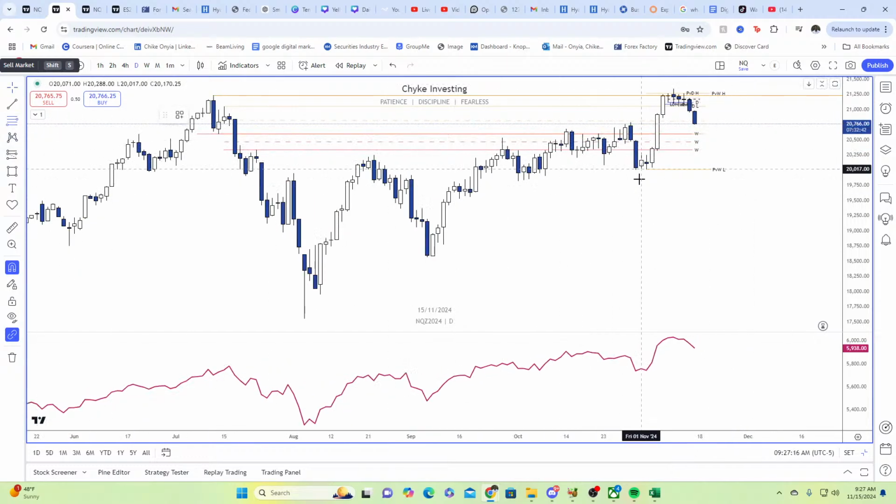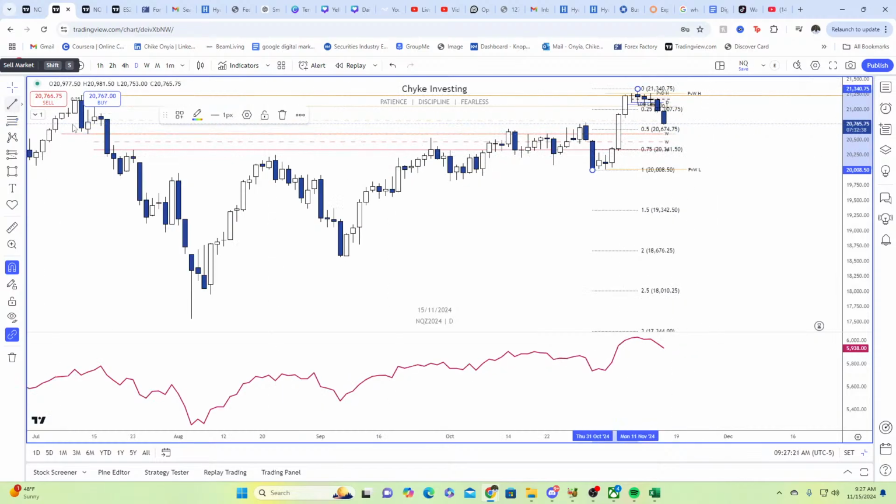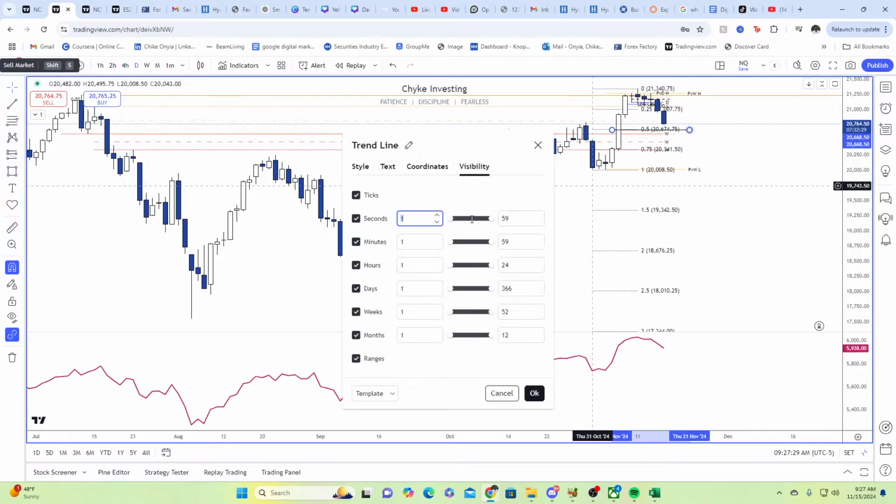Also, think about this, right? From this low to this high, we're probably going to come back to equilibrium. That's the next draw on liquidity for me. Since we're that low, we're probably going to equilibrium right there. So I'm just going to set that.